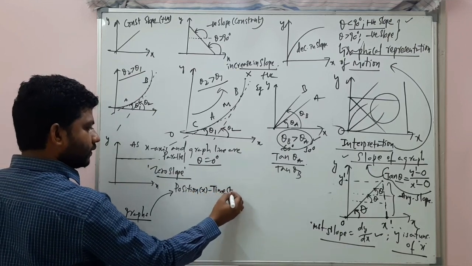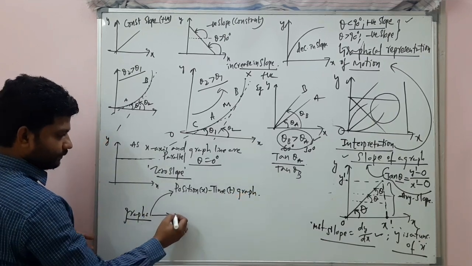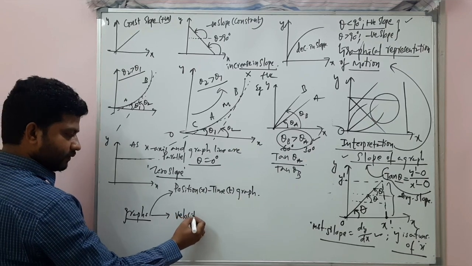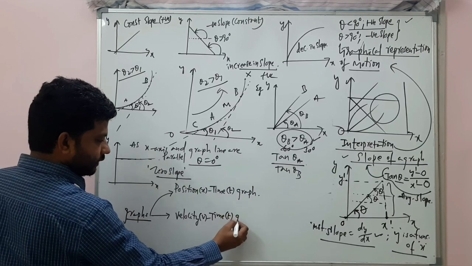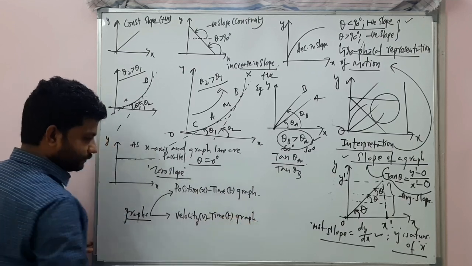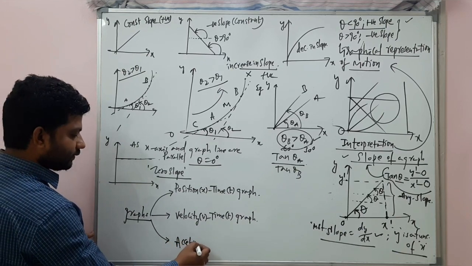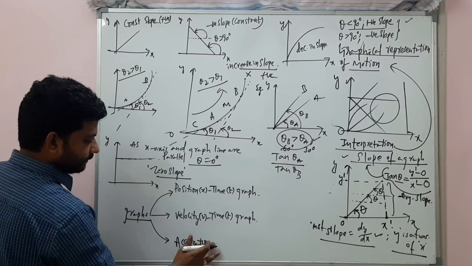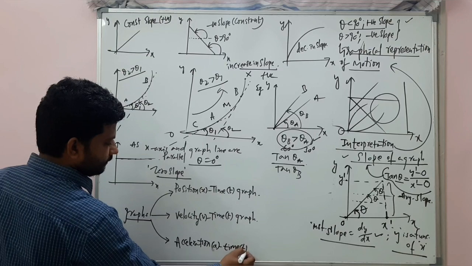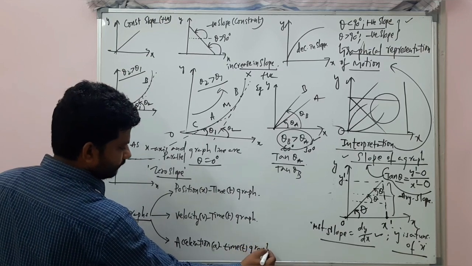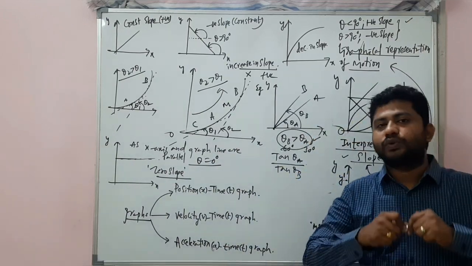Position time graph, velocity time graph, acceleration time graph. So these are the three graphs we are going to discuss in first PUC topics.